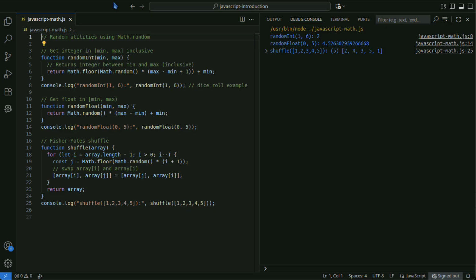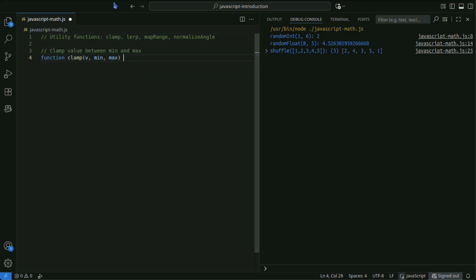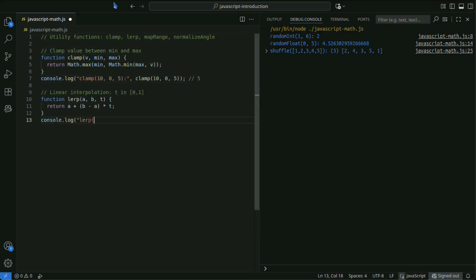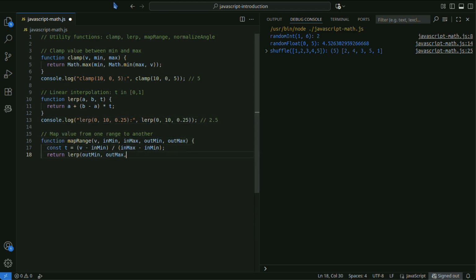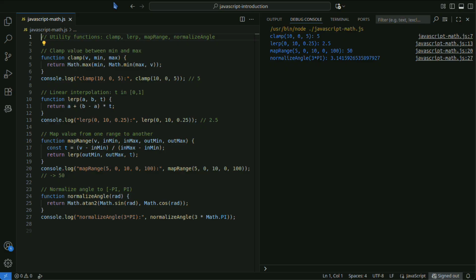It's helpful to write small utility functions yourself for frequently used mathematical tasks. Here are implementation examples of commonly used utilities. This code collects small utility functions commonly used for numerical operations such as clamping values, interpolation, range mapping, and angle normalization.